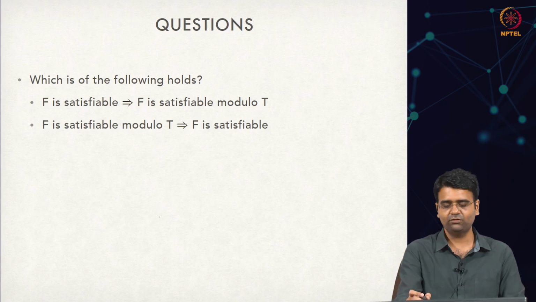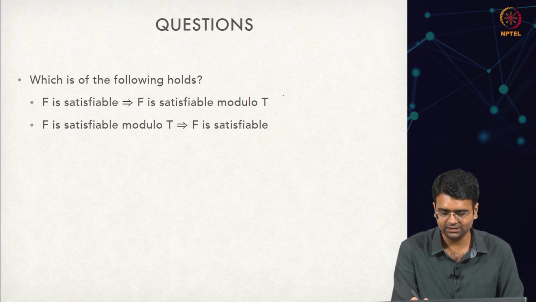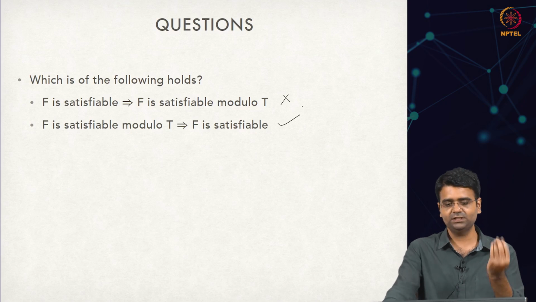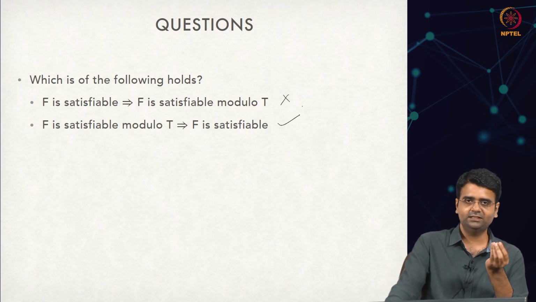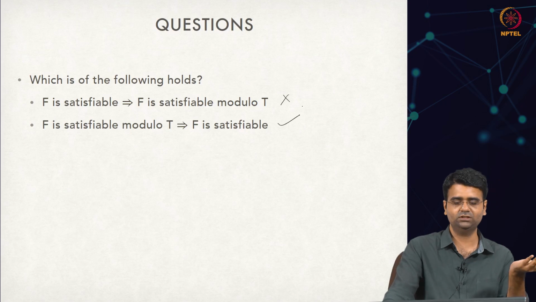So you can see that from the two definitions, the first result doesn't hold, but the second result holds. This is because if F is satisfiable, that just means that there is some interpretation which is a model of F, but such an interpretation may not be a T interpretation.